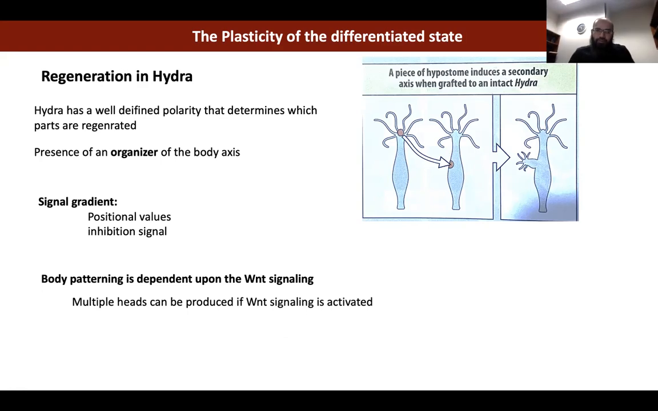Some experiments have shown, scientists have shown, that if you activate the Wnt signaling in Hydra, it can lead to multiple heads production or regeneration of multiple heads.